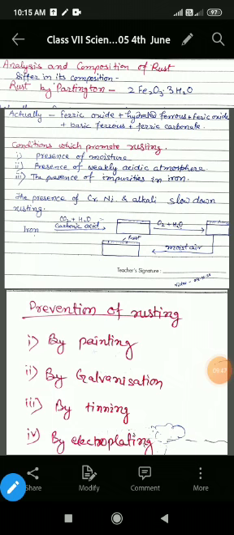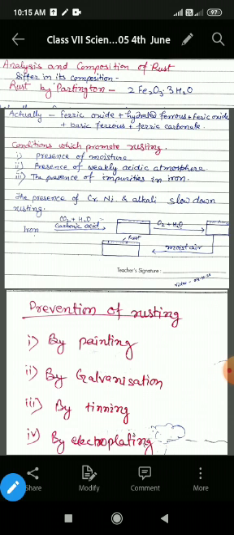Yes, students, now we'll discuss analysis and composition of rust. When a khurpi, tawa, kudal or any other article made of iron is left in a moist atmosphere, it gets covered with a reddish brown coating that can easily be detached and is known as rust. The process of formation of rust is known as rusting.